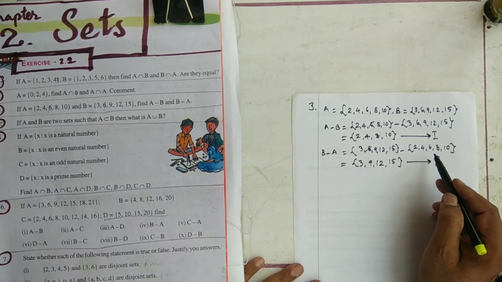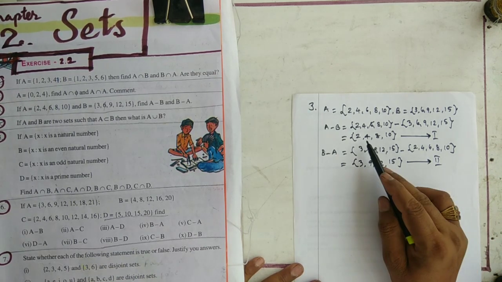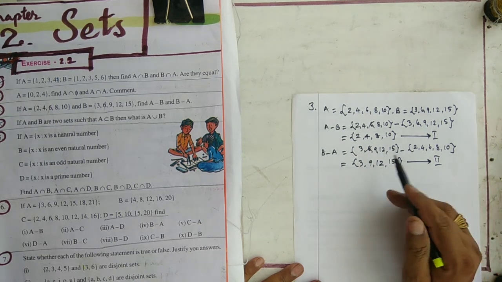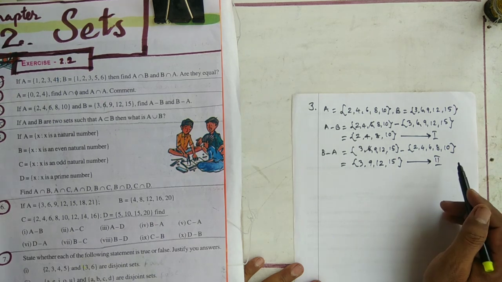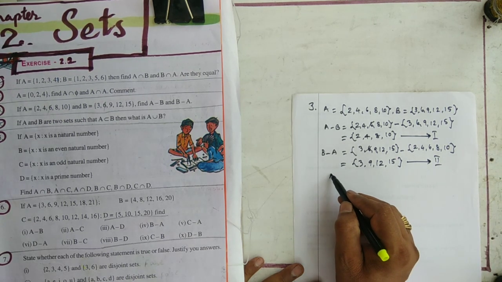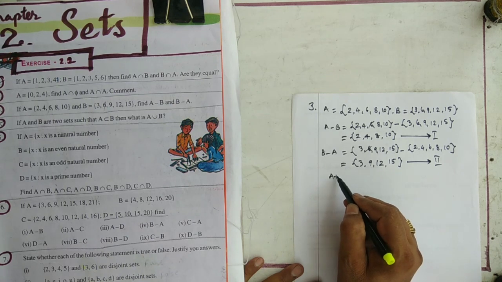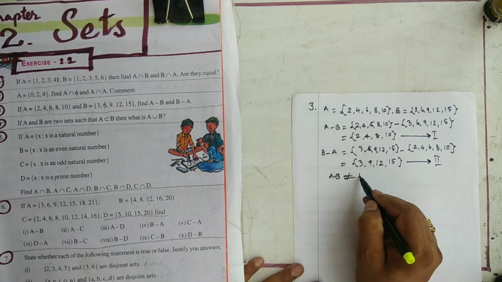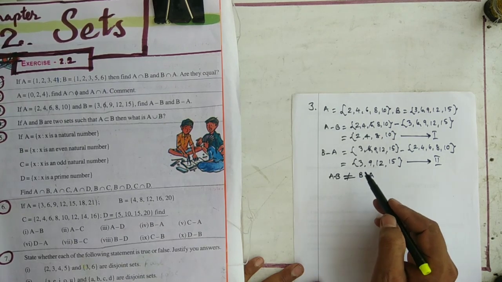By observing 1 and 2, {2, 4, 8, 10} and {3, 9, 12, 15}, A minus B is not equal to B minus A.